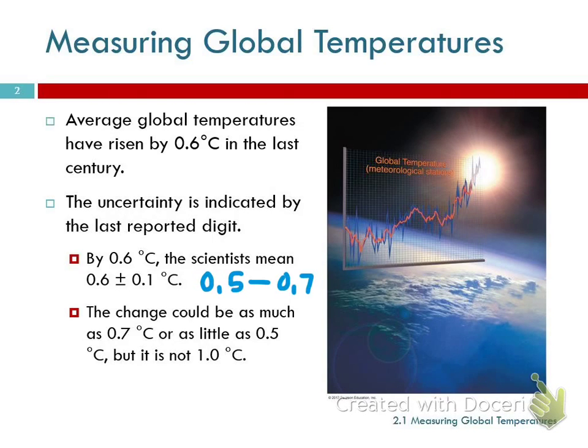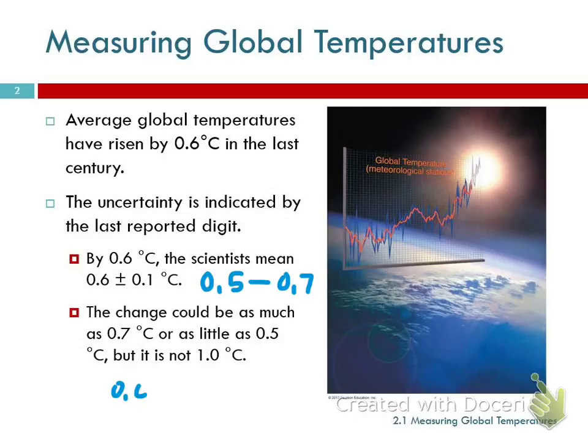Okay? So you're going to see this, especially in lab, plus or minus. We mean, okay, this is our best estimate of the number, but it might be higher by this much or lower by that same amount. And we record our values very carefully so that other people who are reading them know how precisely we recorded the value. So it could be between 0.5 to 0.7, but it's not as much as 1. That's outside the uncertainty of that measurement.